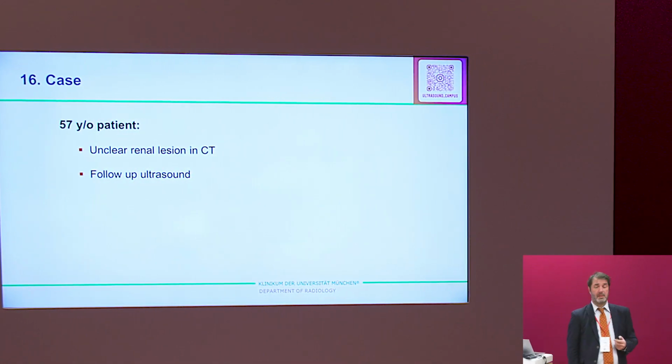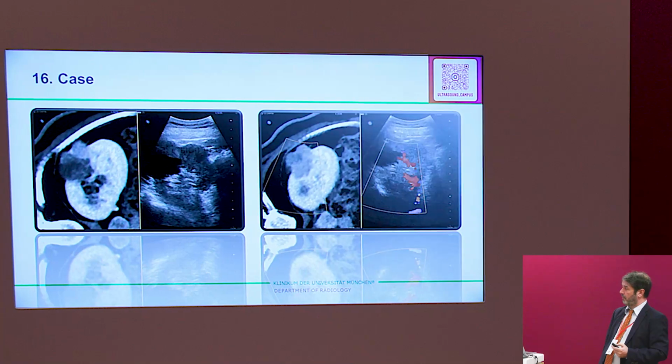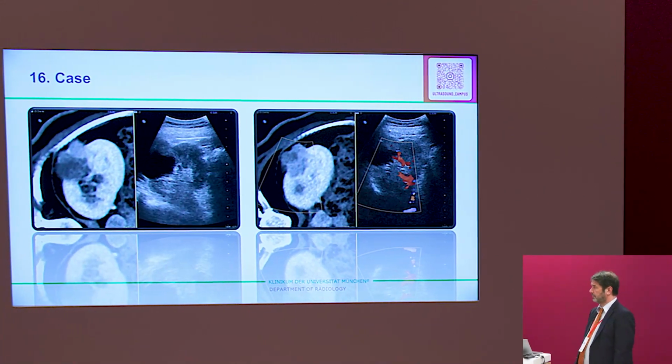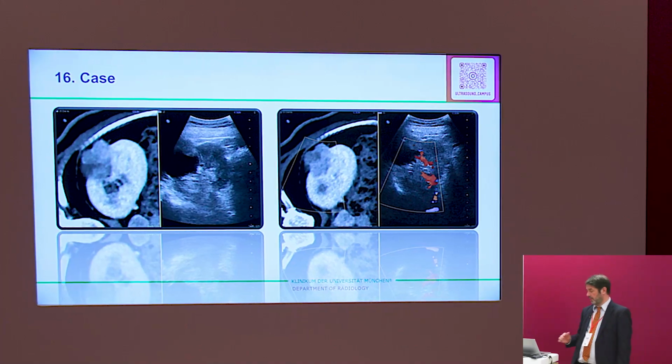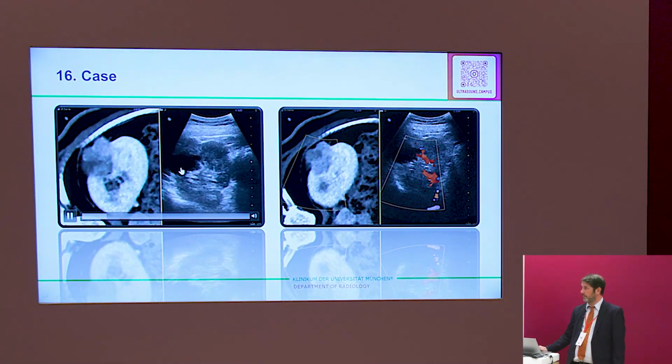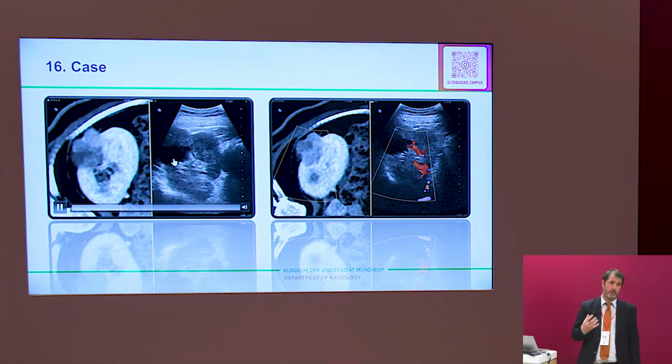Another renal lesion detected by CT. Follow-up examination was recommended by ultrasound. Now we have got two pathologies. We have got one area which is here. Which color does this area have got? Is it black or gray?